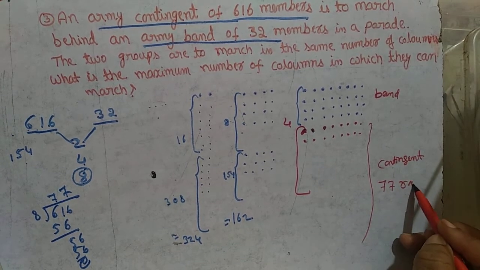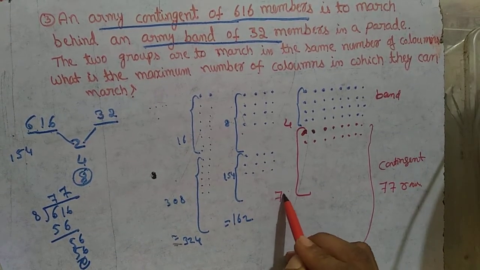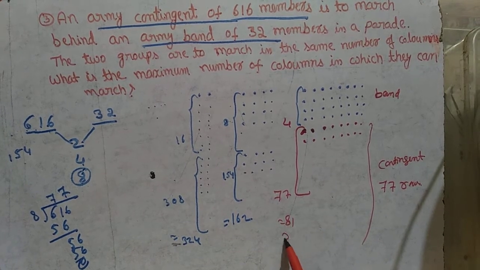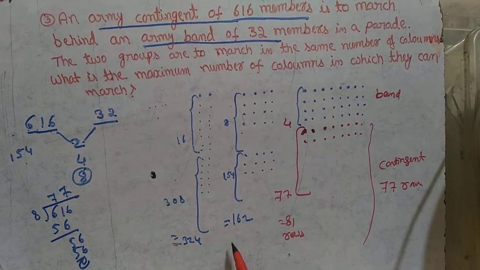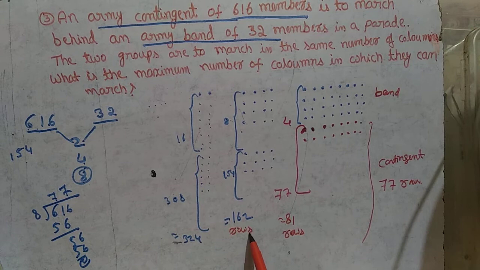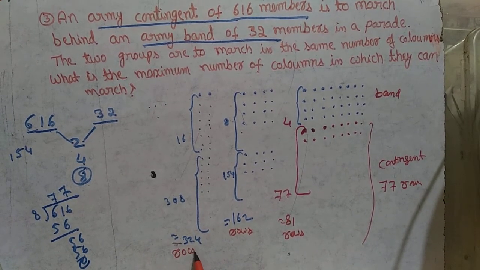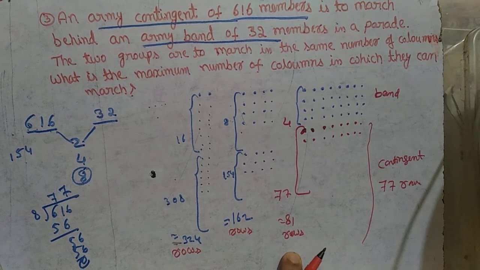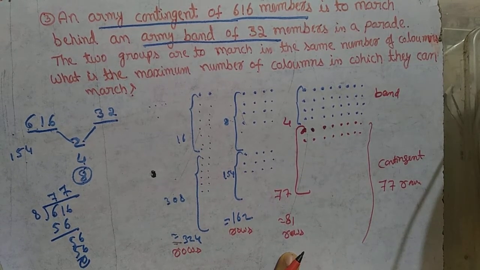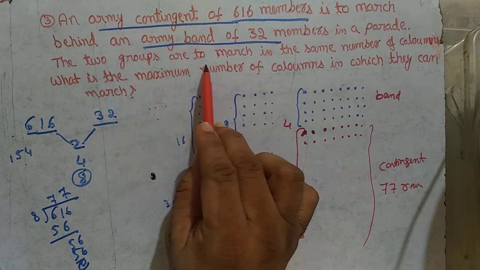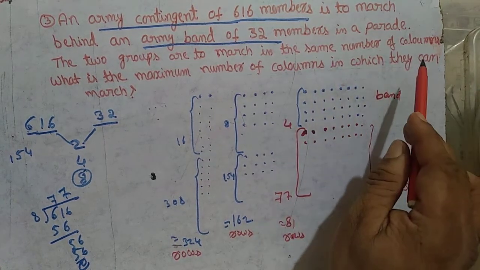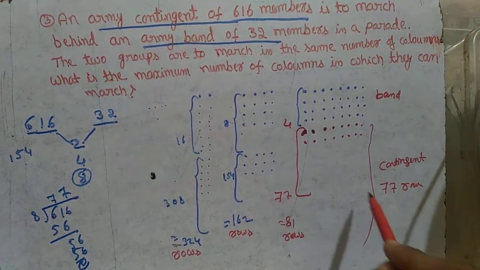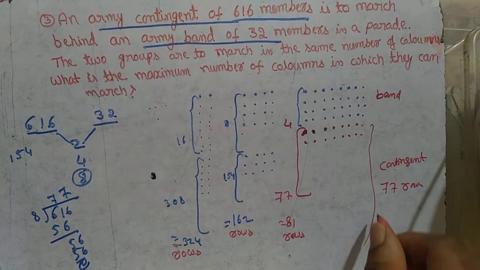77 rows, totally 81 rows. Here 162 rows, here 324 rows. So when compared to these three, this is the smaller one, 81. The two groups are to march in the same number of columns. Same number, 8 only. These are 8 columns, these are also 8 columns.